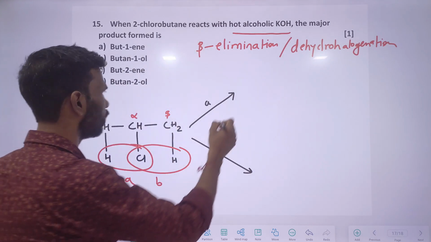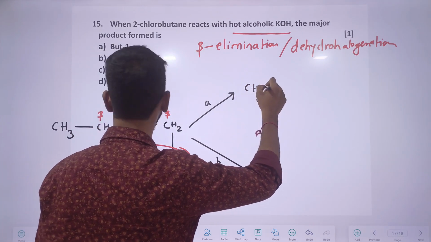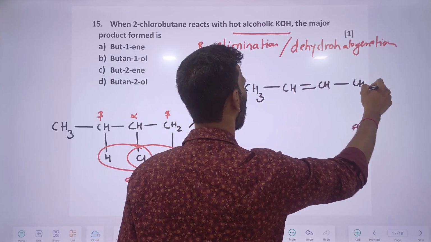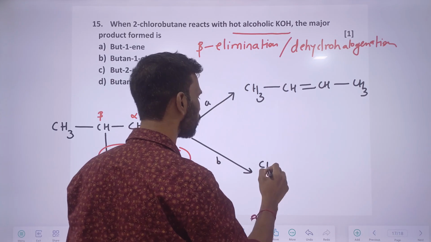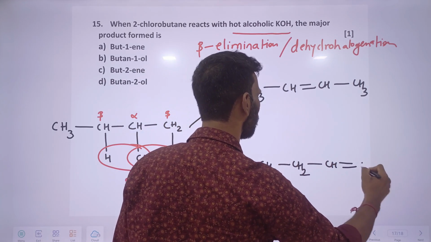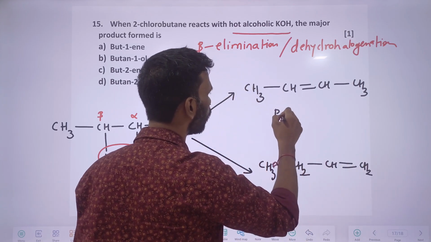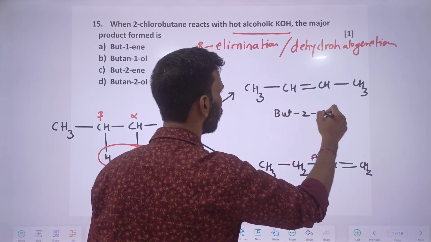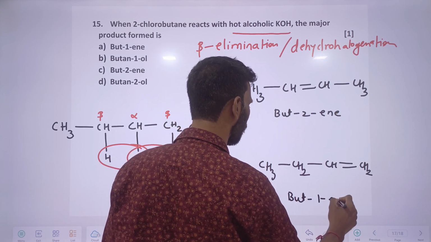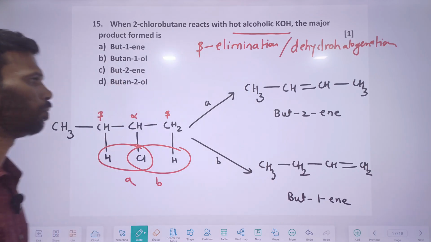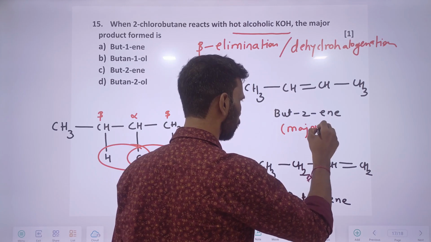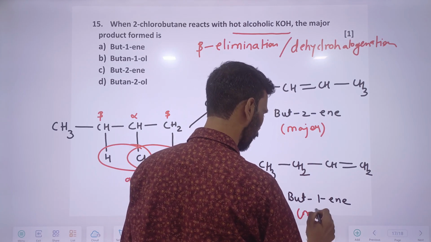So here it is CH3, CH, this is the alkene, and if it is via B, then this is CH3, CH2. Like these two possibilities. One is but-2-ene, and this is but-1-ene. But-2-ene will be major according to the Saytzeff rule. This is major and this is minor.